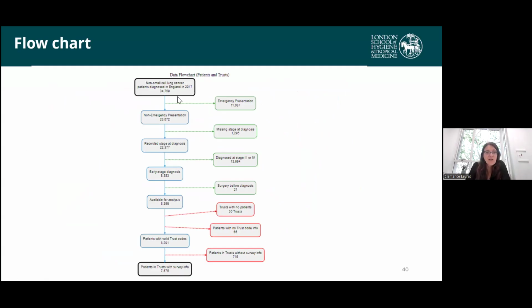So this is the flowchart. Sorry, again, it's small, but we started with lung cancer patients diagnosed in 2017, excluded the emergency presentations, people who had missing stage at diagnosis because it was one of our eligibility criteria, and excluded late stage. We also had further exclusions because some patients had no trust code information, so we didn't know to which trust they belonged. And also some trusts were missing from the Macmillan survey, so we excluded patients from a trust for which we didn't have any data.